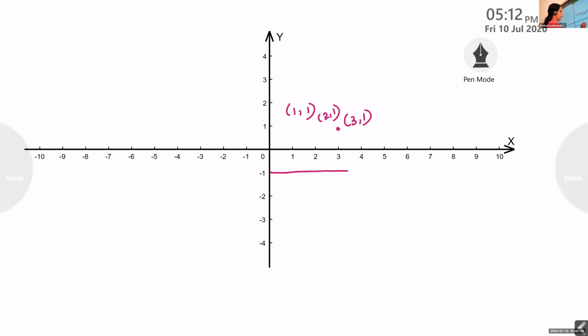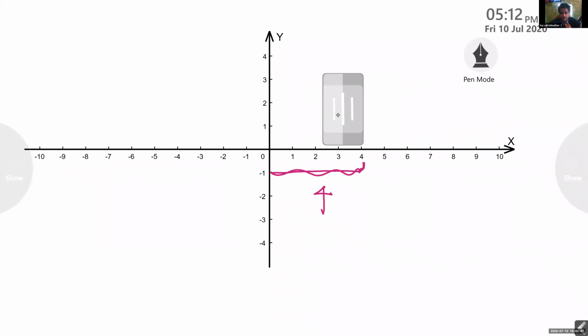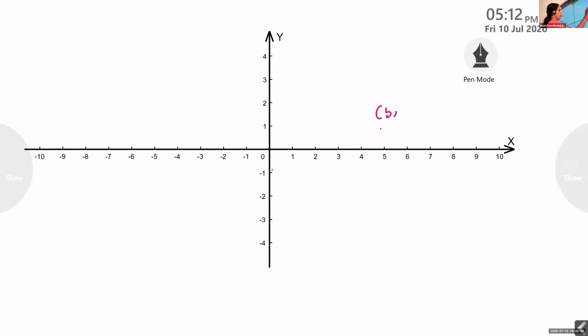Now I'll draw once again. Up to this, the distance became 4. Now what is that point known as? That point is known as 4, 1. Is it clear for you? Yes, ma'am. If there is a point here that is 5, 1, that 5 indicates the distance up to here.